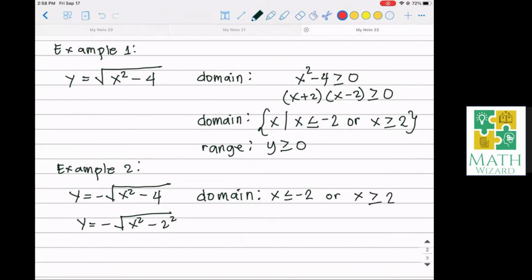So we write it in this format. For any value of x such that x is less than or equal to negative 2 or x is greater than or equal to 2. Okay. So for the range, since it's a negative square root, therefore, our range would become y is less than or equal to 0. Okay?